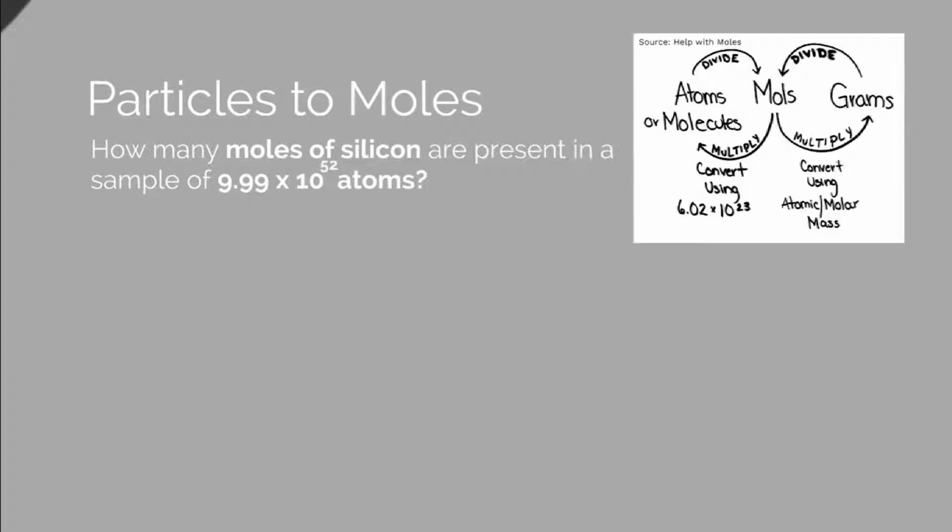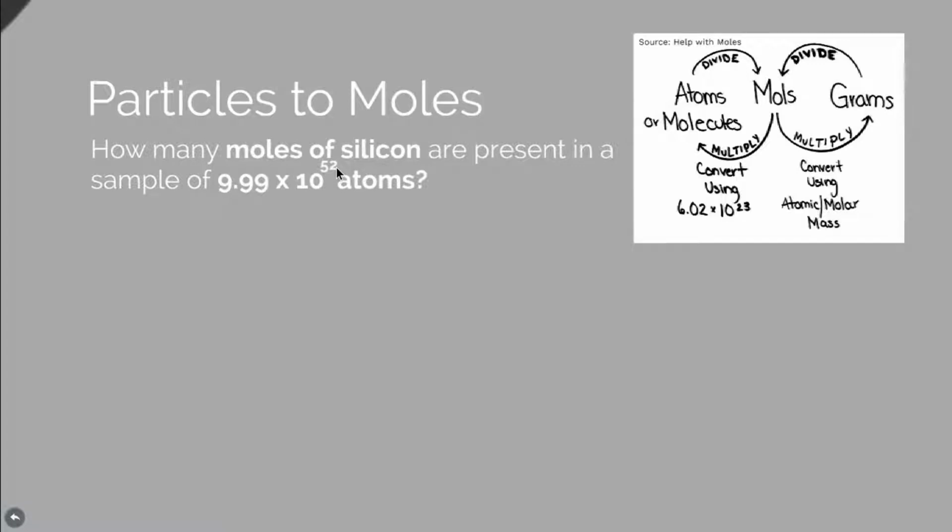This problem reads, how many moles of silicon are present in a sample of 9.99 times 10 to the 52nd power number of atoms? And just as a reminder, I know that these numbers seem complicated, but remember that this is just scientific notation. It's a way of writing these numbers shorter. The value on this is really just 9.99, and we're just saying that there's 52 zeros behind it, but so we don't have to write out 52 digits to go with this one.